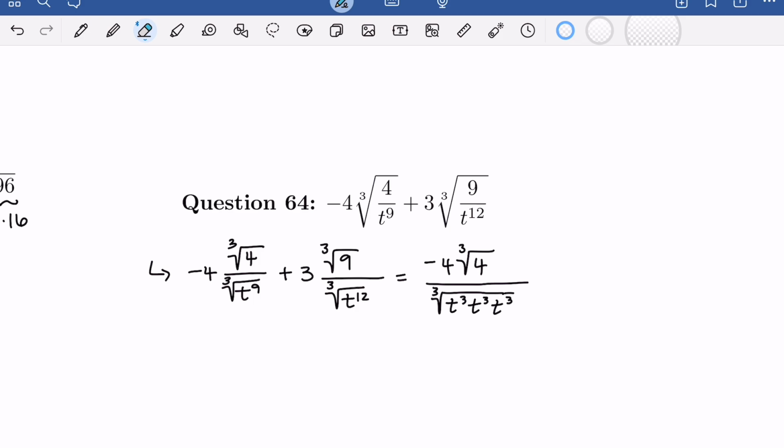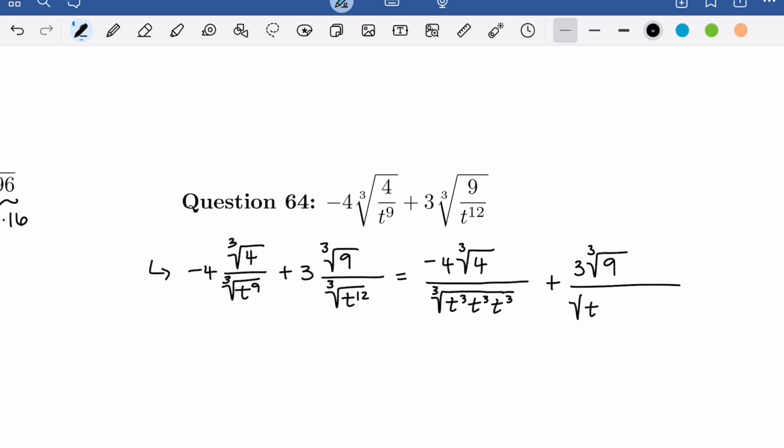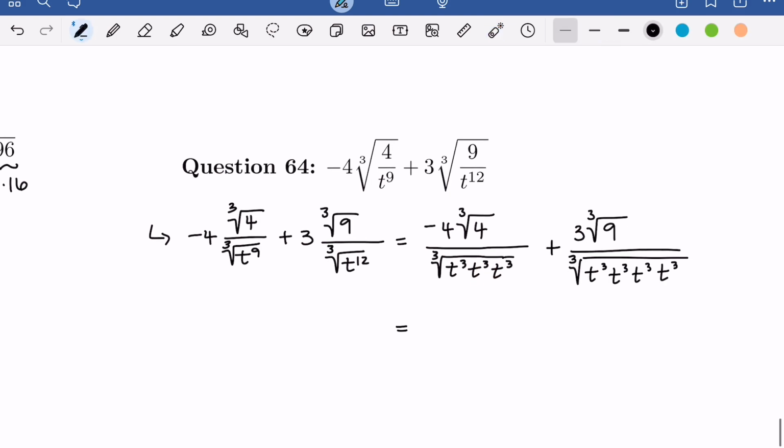Now, similarly for this second term here, I'm going to do 3 times the third root of 9, bringing that to the numerator. And in the denominator here, I'm going to end up with this here, which is the same thing as t raised to the 12th power, and we're taking the third root of that. Now we know we can break this up by taking the third root of t cubed and the third root of t cubed and so on. Doing that, we're going to end up with the third root of t cubed, which gives us t. Third root of t cubed also gives us t, and then the third root of t cubed gives us another t. So evaluating this in total, we're just going to get t cubed in our denominator here.